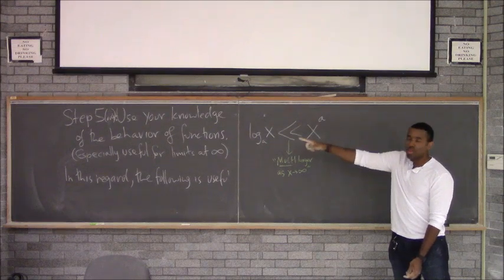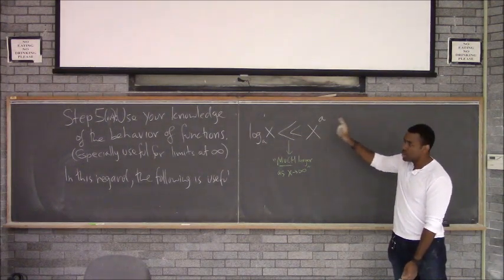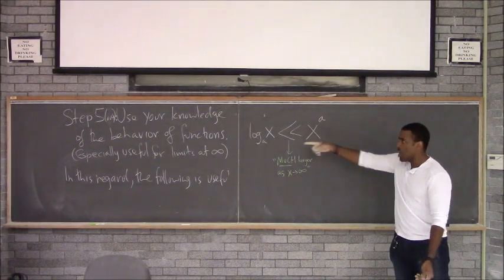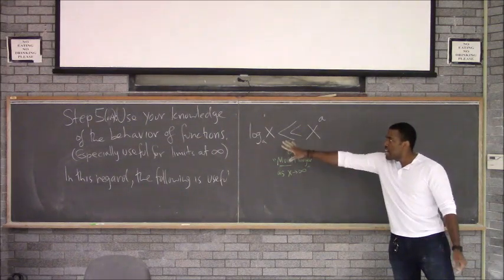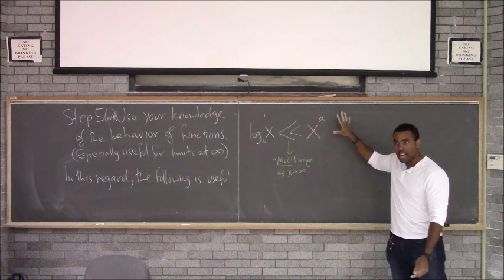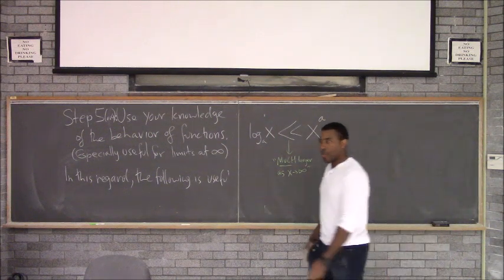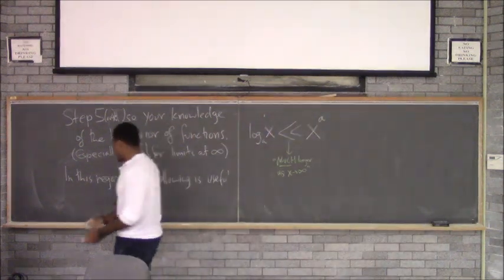A log is going to grow so slow compared to a polynomial that the log might as well not even try if you zoom out far enough. If you zoom out far enough, this guy will look like 0 compared to that guy. Right? Polynomials grow a lot faster than logs.